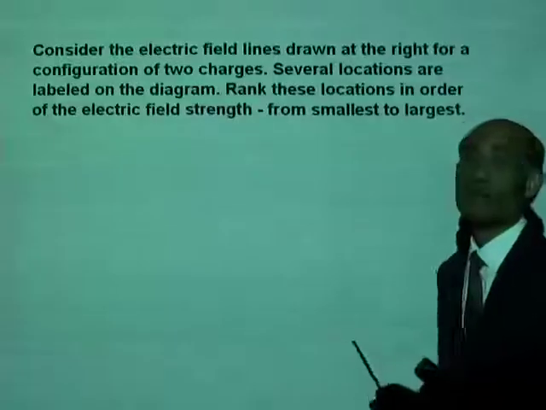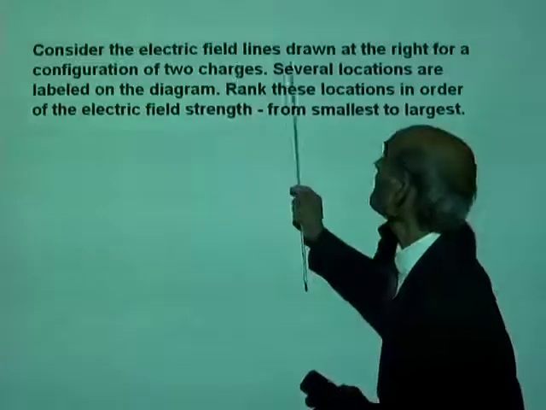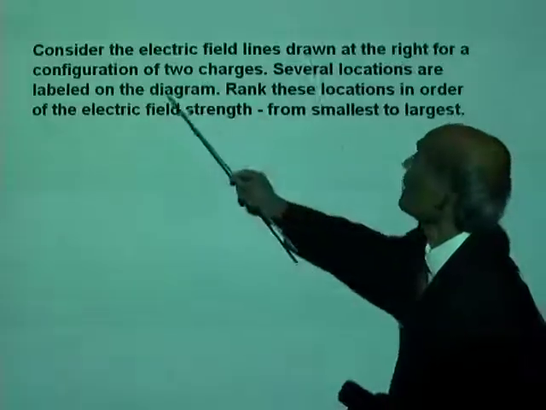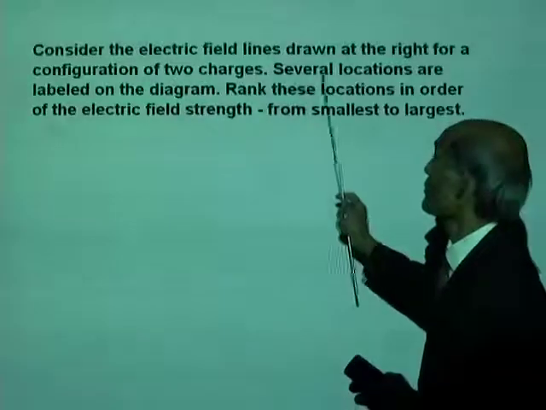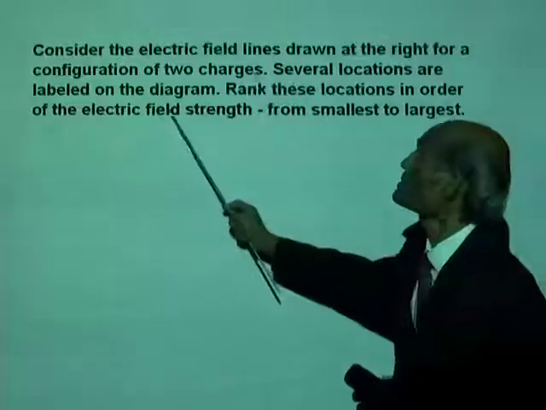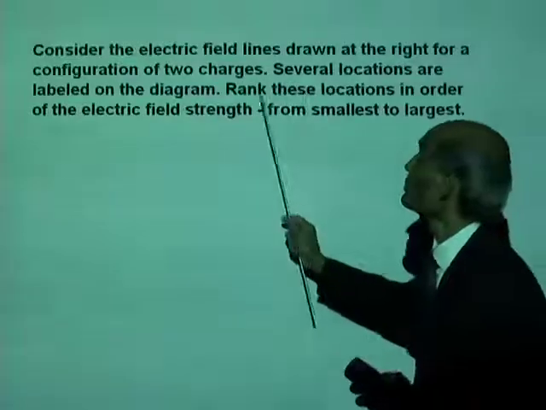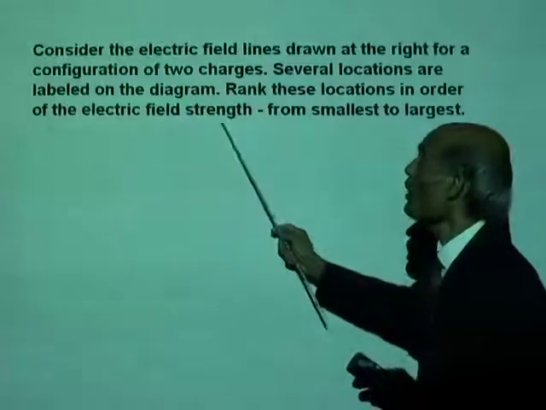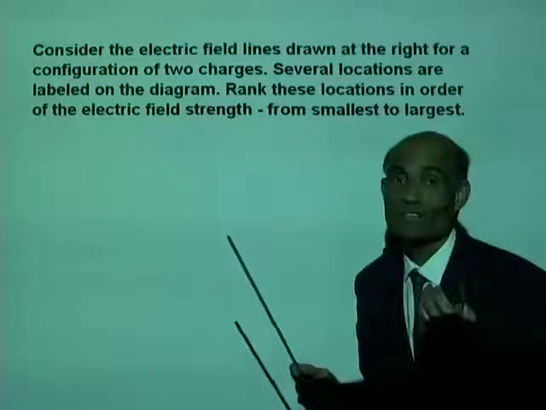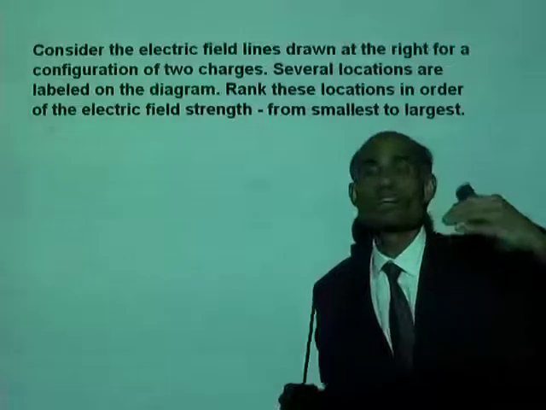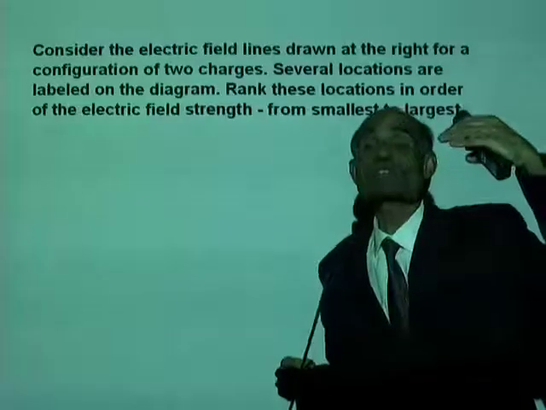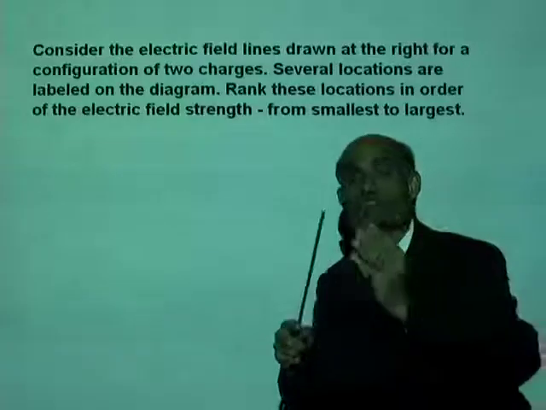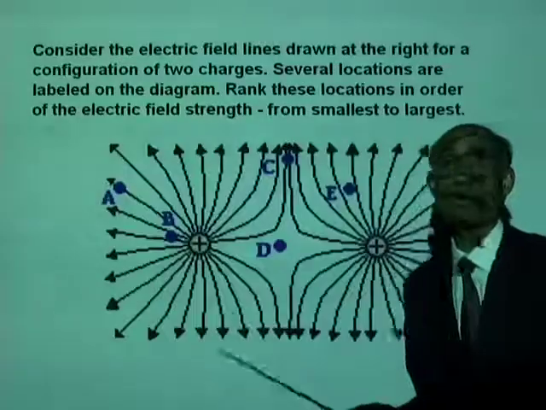Number 4. Consider the electric field lines drawn at the right for a configuration of 2 charges. Several locations are marked on the diagram. You need to rank these locations in the order of the field strength. In other words, at which point the electric field is strongest, which is the weakest. Now you have to arrange those points in some ranking order.